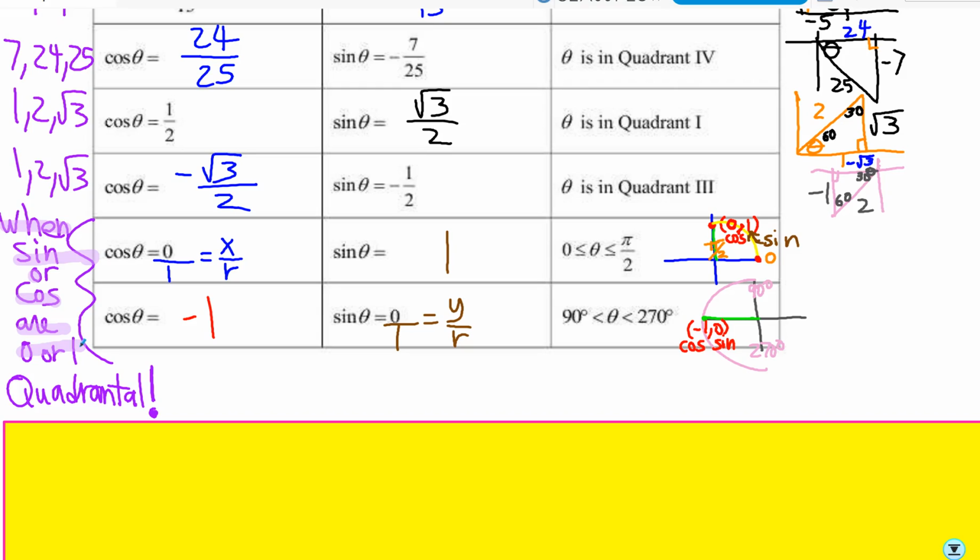It's going to be over to the left of the origin. That makes the point -1, 0, actually where our angle is 180 degrees, in which case, if it's cosine, it's x over r. The x value is -1, the r value is 1, and so the cosine theta is -1.